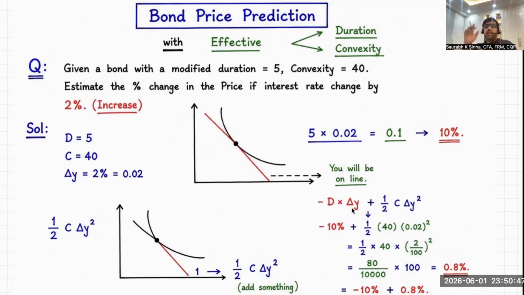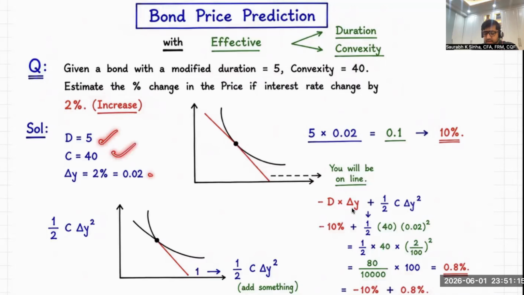So generally in the examination or in the curriculum, you will get a question like this, where they will say, this is the duration of the bond, this is the convexity of the bond, and the interest rate changes by say 1% or 0.5% or 3%, and you have to find the actual percentage change in the bond price or the absolute change in the bond price with the help of duration and convexity.